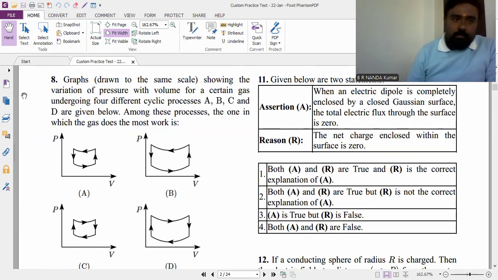Next question number 8. Graphs showing the variation of pressure with volume for a certain gas undergoing 4 different cyclic processes A, B, C, and D are given below. Among these processes, the one in which the gas does the most work is. So if the area of the PV graph is maximum, work done is maximum.